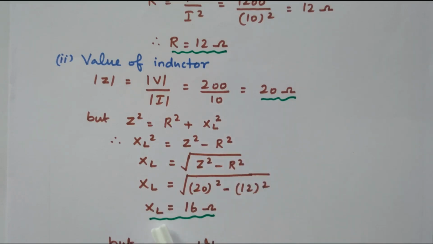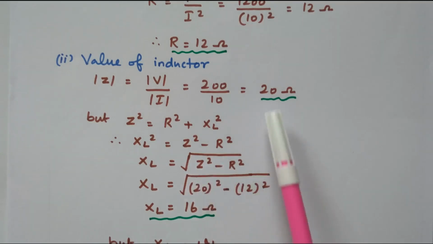Next we will find the inductive reactance. How will you find it? The formula is available. Z squared equals R squared plus XL squared, based on the impedance triangle. We need XL squared, so bring this R squared to this side. So XL squared equals Z squared minus R squared. Taking the square root on both sides, XL equals the square root of Z squared minus R squared.